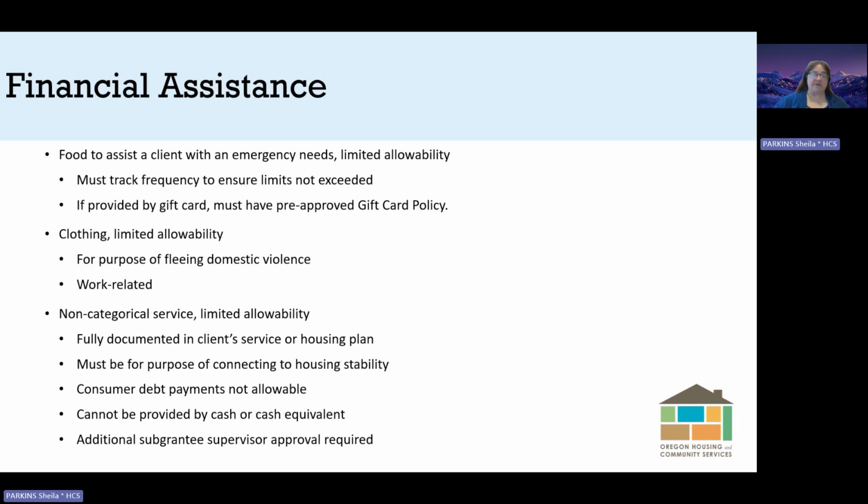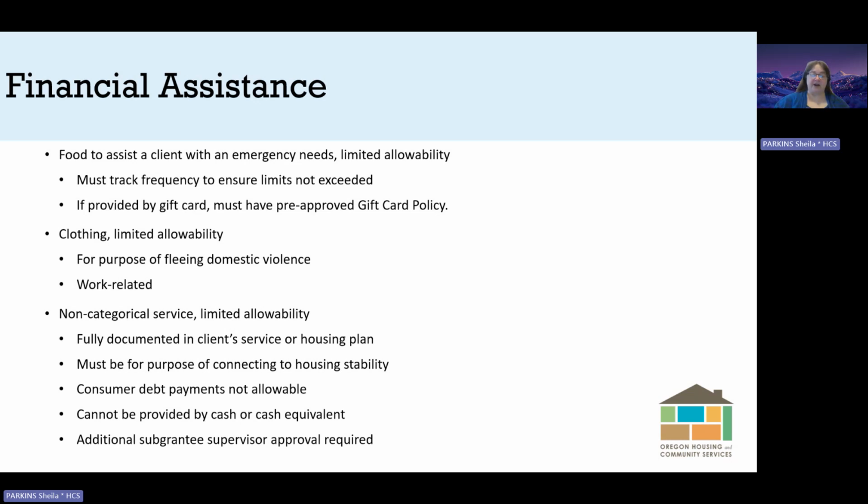Such expenses are for the provision of goods or payments which directly help a household to obtain or maintain permanent housing or meet a unique essential need. Such expense must be fully documented in the client's service or housing plan and must be connected to housing stability. Consumer debt payments are not an allowable cost as a client's non-categorical service expense.